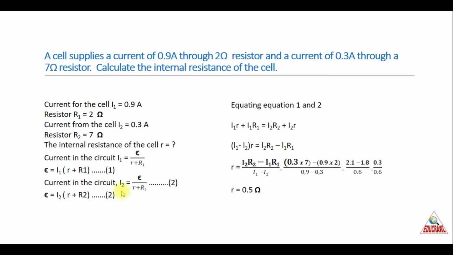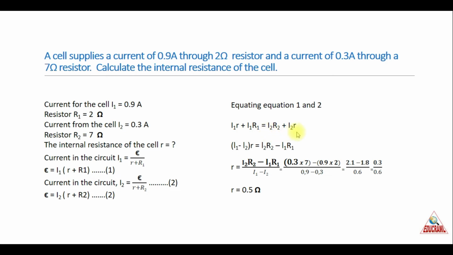Similarly, for the second circuit, the current is given as 0.3 ampere. So I2 is equal to epsilon by r plus R2. Here also, once again, if you find an expression for epsilon, it will be I2 into r plus R2. In both the cases, equation 1 and 2, the LHS is the same, the EMF. So we can equate the RHS. If you equate the RHS, you get the equation as I1 r plus I1 R1 is equal to I2 R2 plus I2 r.